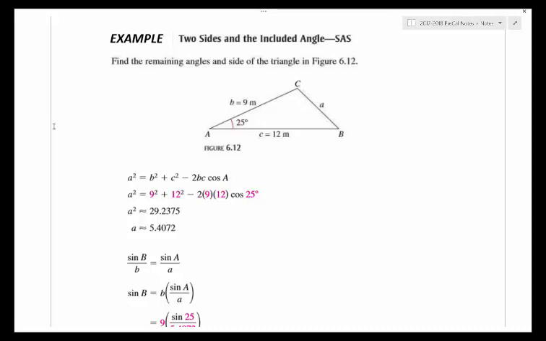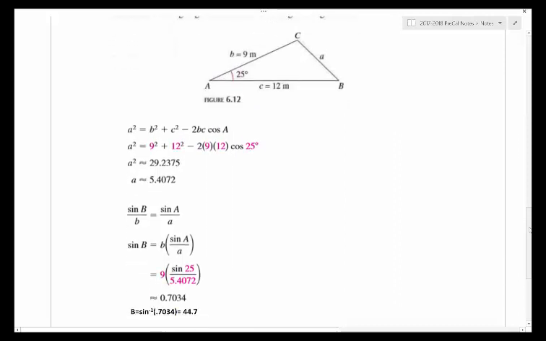A squared is equal to 29.2375. Now remember, A squared equals that. In order to find A, I take the square root of it to get 5.4072. So now I've got side A. Now I've got 3 sides and an angle. I want to find my missing 2 angles.